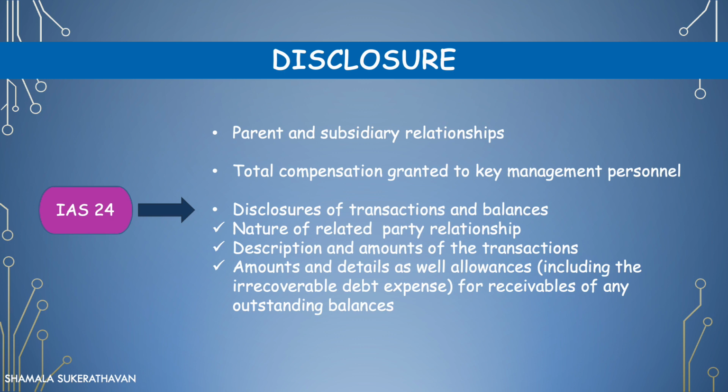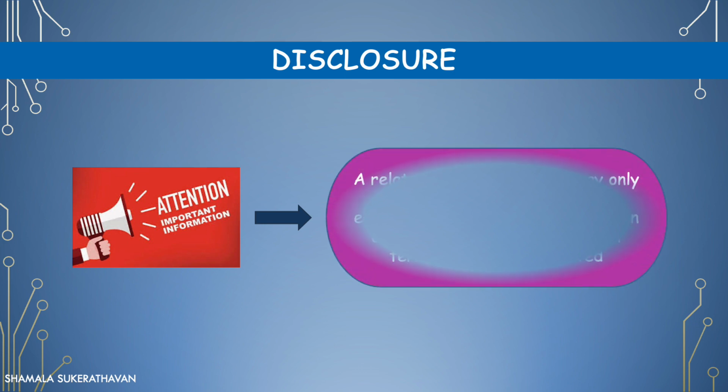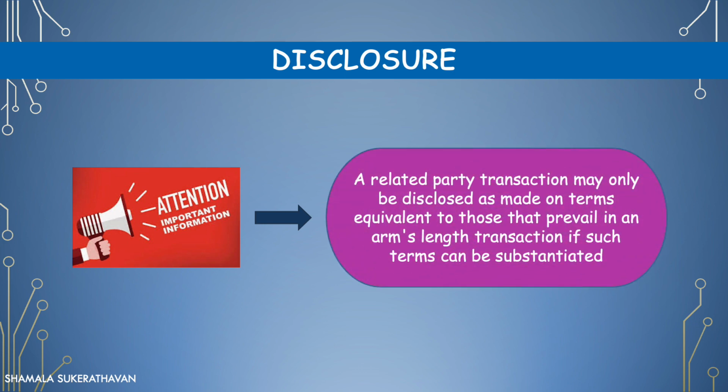outstanding balances. Please be reminded, IAS 24 stipulates a related party transaction may only be disclosed as made on terms equivalent to those that prevail in an arm's length transaction if such terms can be substantiated.